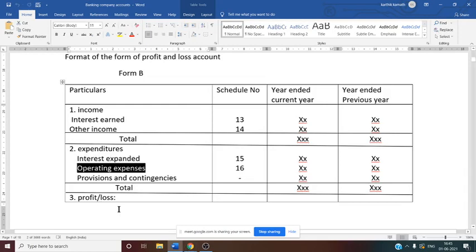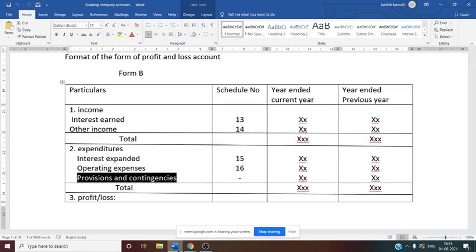Operating expenses, we know, are all the day-to-day expenses incurred during the operations of the bank. That is known as operating expenses, which we have to discuss. Then provisions and contingency. So operating expenses, we know, is schedule number 16, interest expended is schedule number 15. Then provisions and contingency, any type of provision.